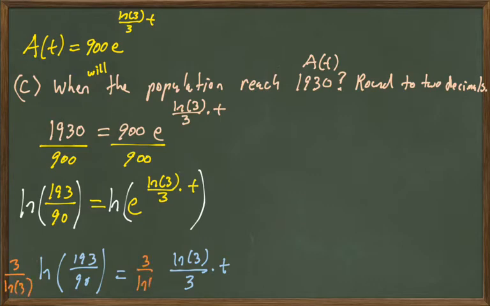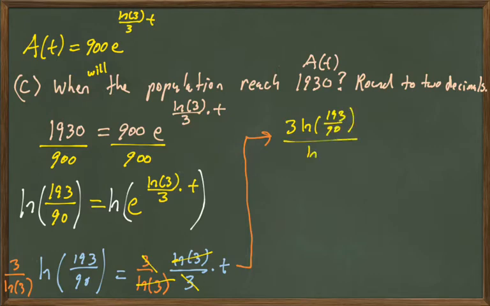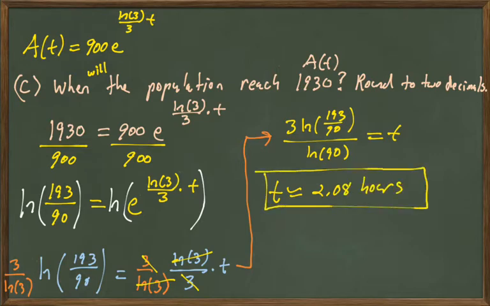Okay, so when I multiply both sides by the reciprocal, you'll have 3 over 3, which cancels, and ln of 3 over ln of 3 cancels, and so now the t is free. So we have 3 ln of 193 over 90, and then that's all over the ln of 3. That's equal to t. And if we throw this into our calculator, we get approximately 2.08 hours.